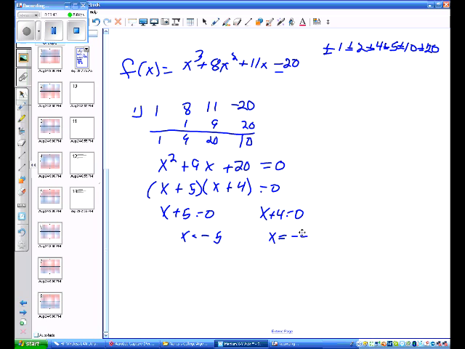And then we found through our synthetic division that x equaled 1. So there are our 3 solutions, or our 3 roots. And so we used our rational root theorem to narrow these down just a little bit.